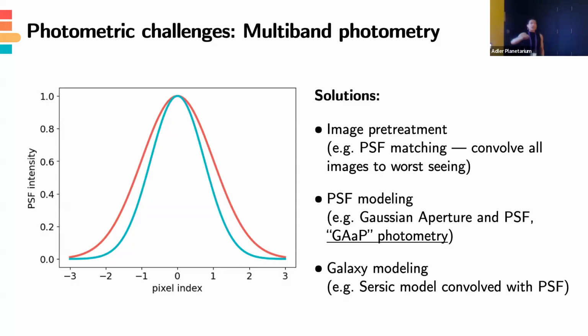And then you can also do galaxy modeling, where we're going to start making some assumptions about what the underlying surface brightness profiles of the galaxies are. When we use those assumptions, we can then convolve that model with the PSF and try to figure out what the best model is for varying PSFs across their bands. So in the next 20 minutes or so, we're going to take a deeper look into first PSF matching, and then galaxy modeling, specifically the Sérsic modeling.